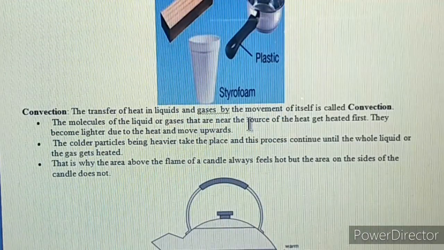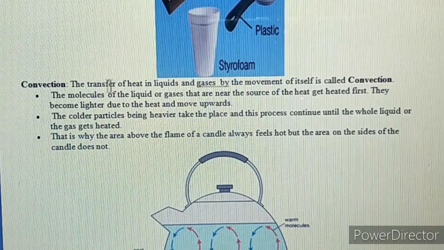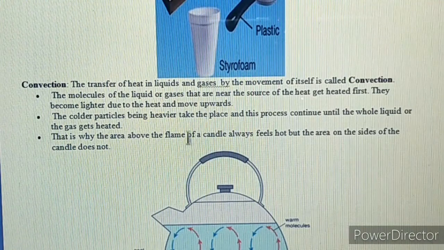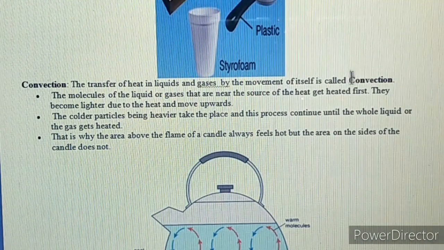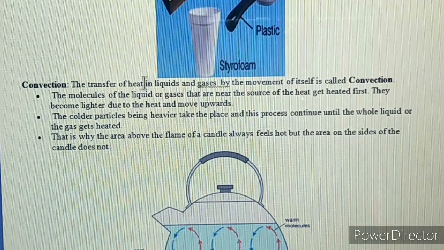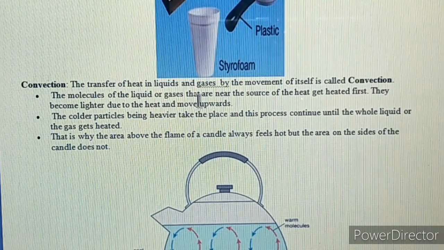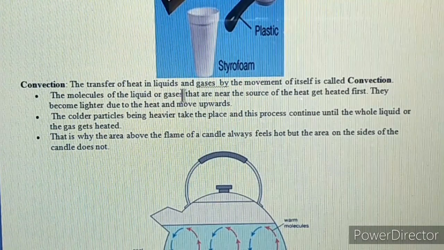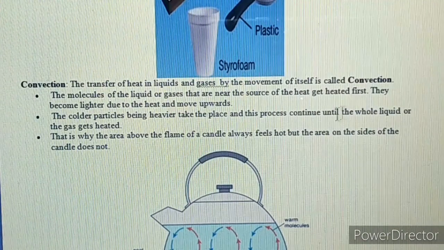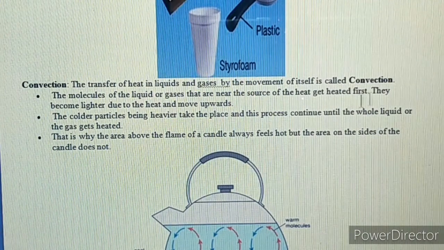Now the second way of transfer of heat is convection. Now what is convection? The transfer of heat in liquids and gases, not in solids. The transfer of heat in liquids and gases by the movement of the substance itself is called convection. It does not occur in solids because in liquids and gases, the molecules are very loosely packed. So transfer of heat is possible by the movement of the molecules themselves, that one molecule moves from its place to another, passes the heat, and this is called convection.